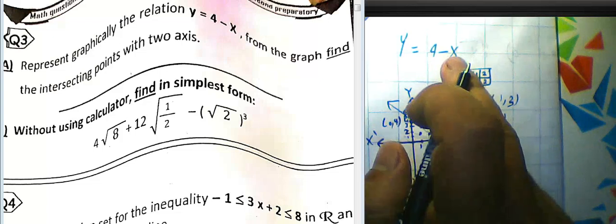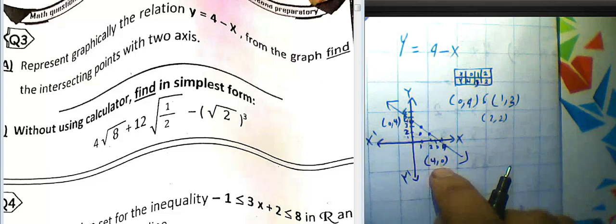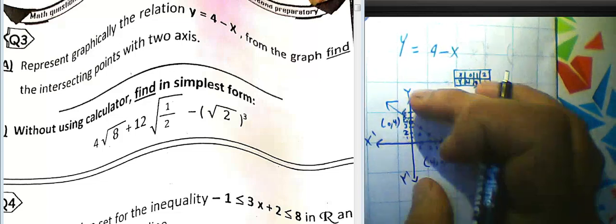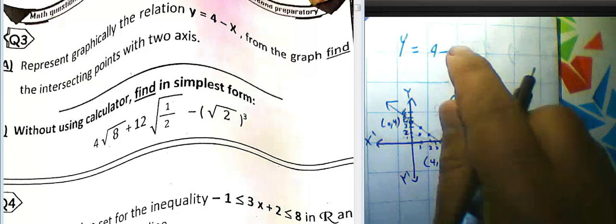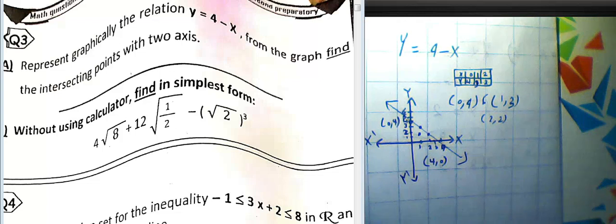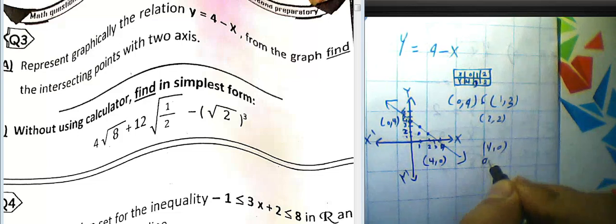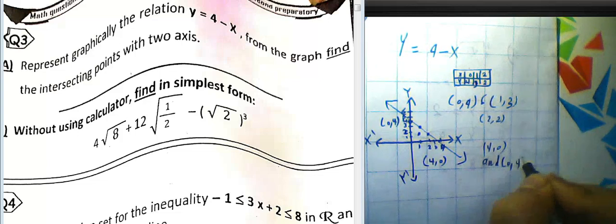Put x equal 4 here. 4 minus 4 equals 0, then y equals 0. Okay, that's the intersection point with the x-axis. Put x equals 0, then y equals 4. Okay, then the intersection points with the two axes will be (4, 0) and (0, 4).